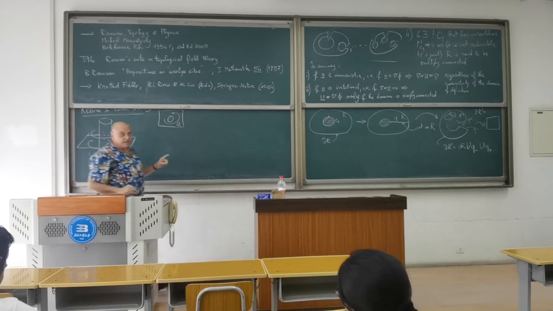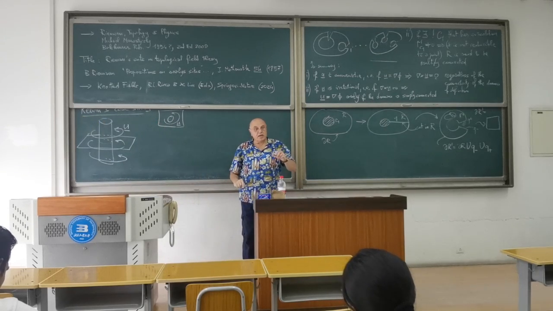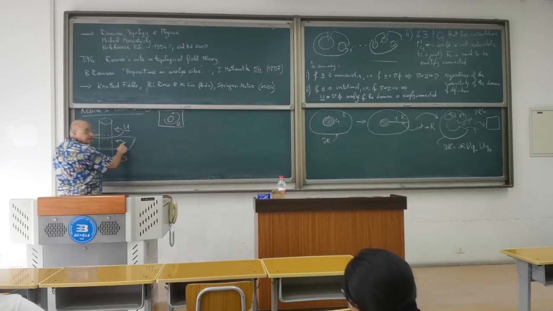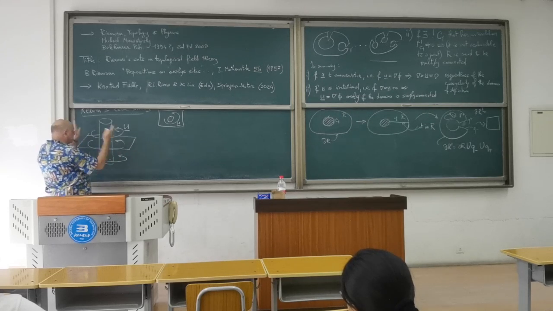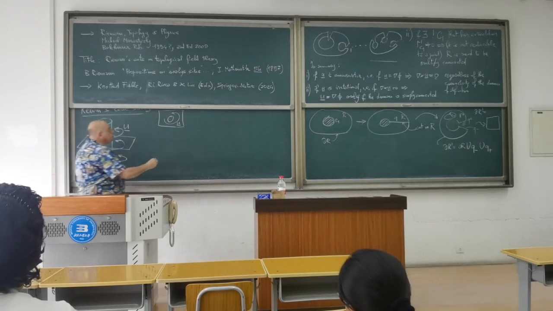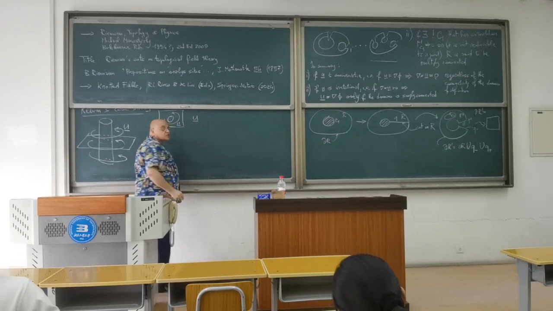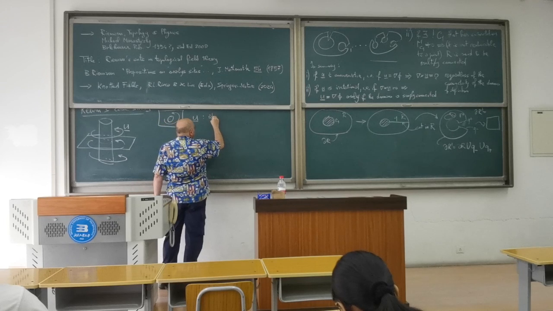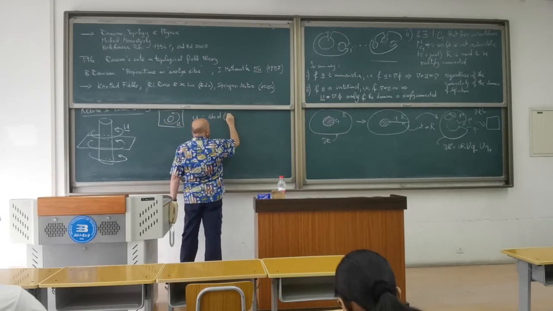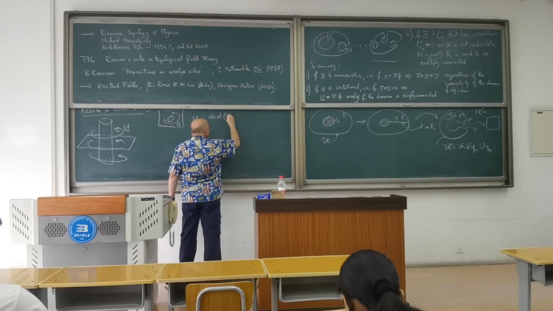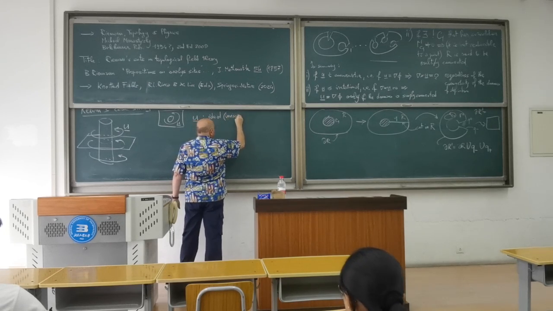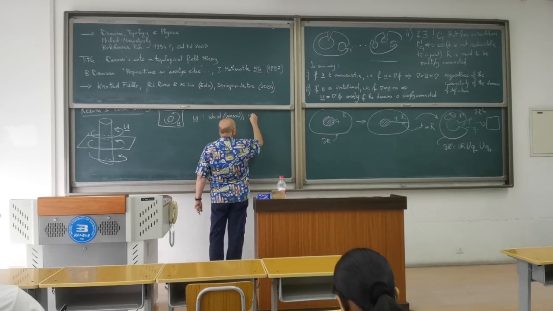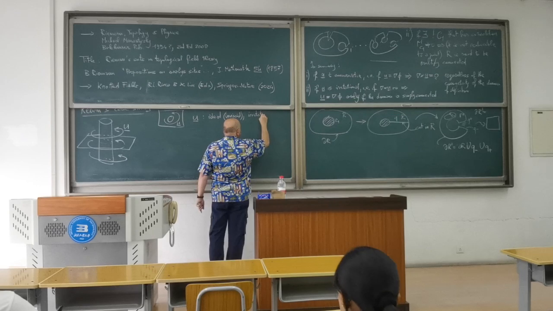Remember the properties of this fluid. We assume that this fluid is irrotational because outside here there is no rotation. All the rotation is in the tube. So first of all, no friction. Ideal, meaning invisible. We said irrotational.